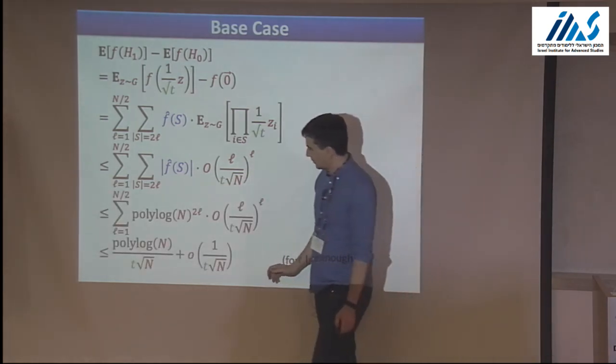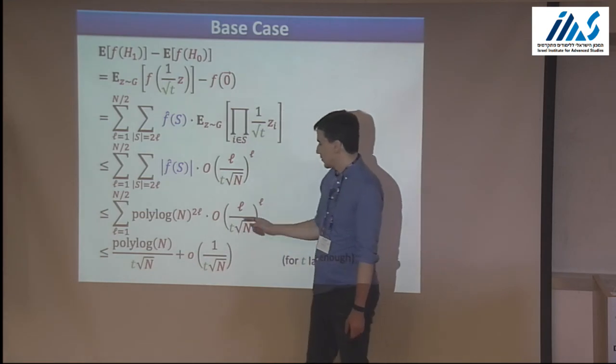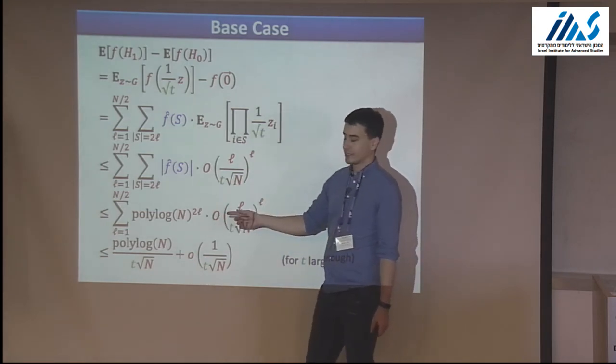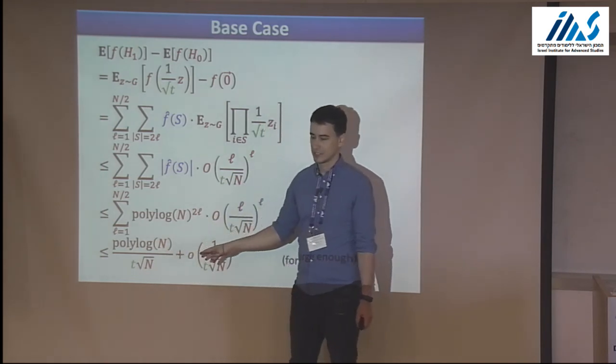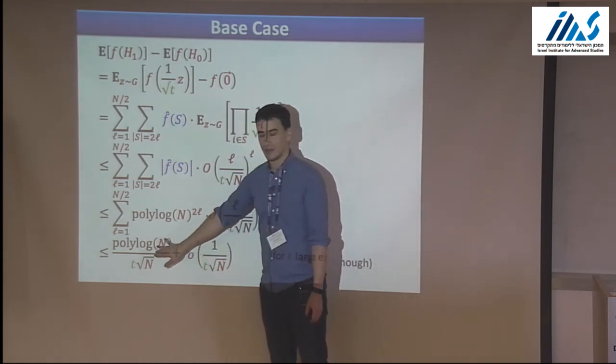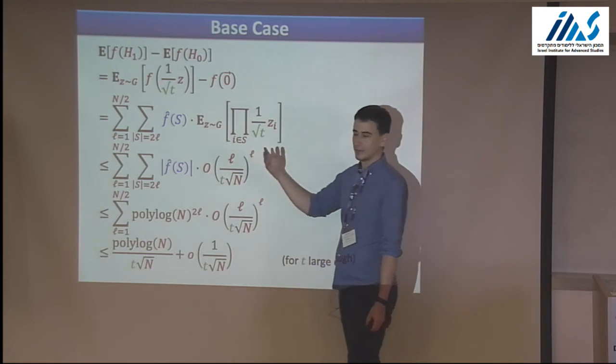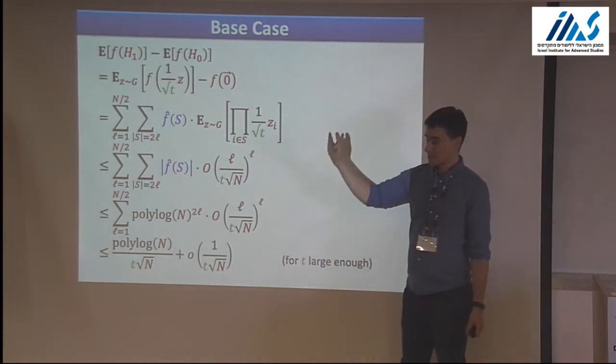And then let's see what happens. So when L equals 1, so these are the quadratic terms, we get something like polylog divided by t times square root n. So this is roughly what we also got earlier. What happens for higher degree, for degree 4 or 6?